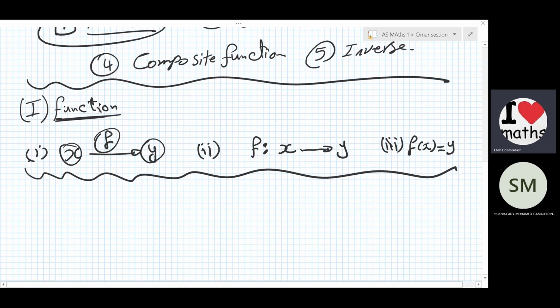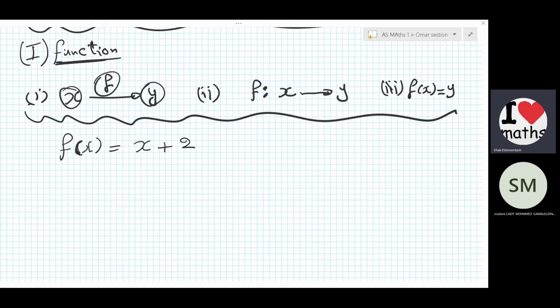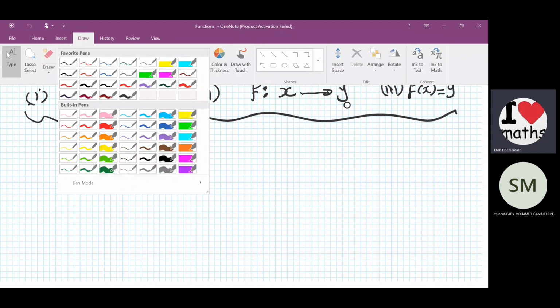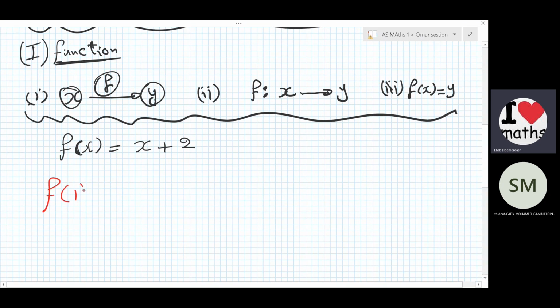Let's say, for example, I have this function: f of x is equal to x plus 2. This is the definition of the function, and I need you to identify for me, for example, what is f of 1? Who can tell me what f of 1 will be? Come on, who knows? 3. How do we get it? We just replace the x by 1, so it will be 1 plus 2, which is equal to 3.